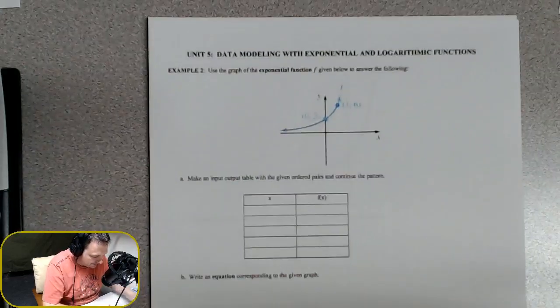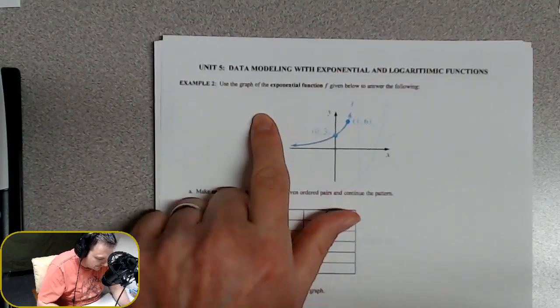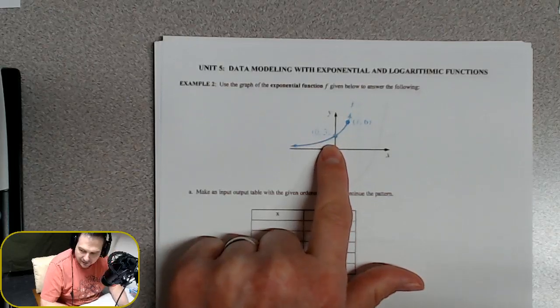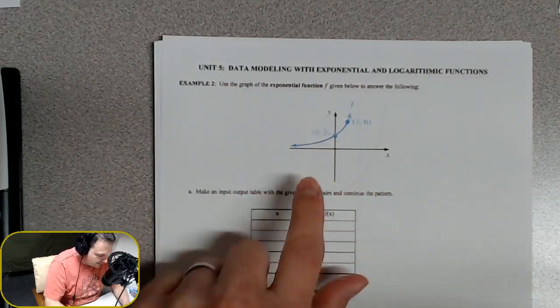Okay, let's try another problem. Here's an example. They gave us a situation and a table of data. Let's try to figure out what this table of data is.